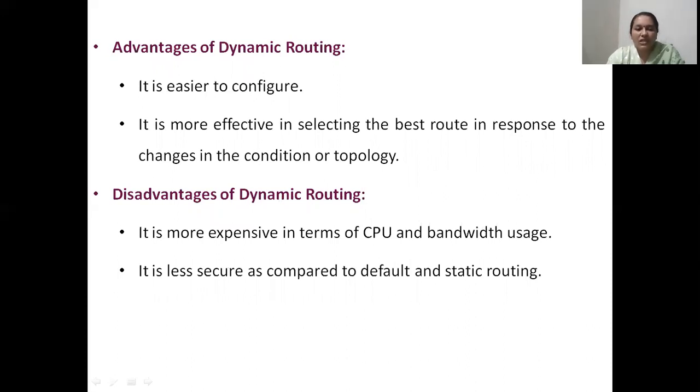Each time it has to intelligently compute the best route to reach the destination, for every packet it has to transfer, and this comes at the cost of more CPU usage and more bandwidth usage. And the dynamic routing model is less secure compared to default and static routing techniques. It has concerns with security of the packet transmission.